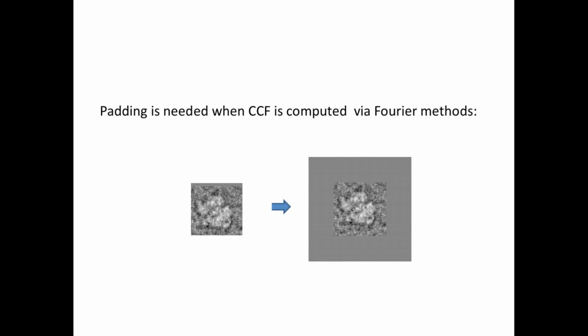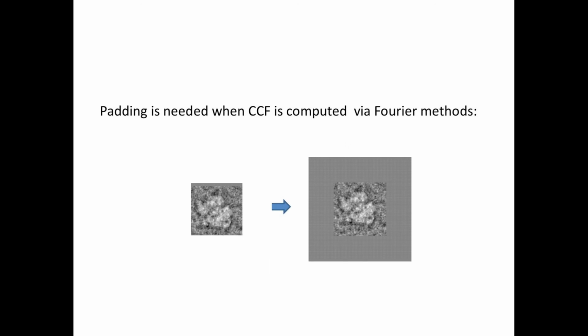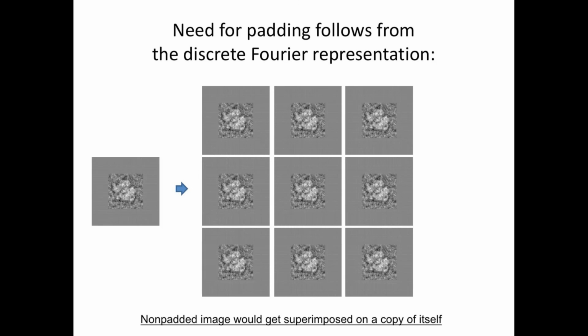Just as a reminder, in order to avoid the overlap that I told you about, we need to pad each image, because the computation of the sum in real space implies that you have an overlap when you shift the images against each other. So in order to avoid the overlap, you need this padding.